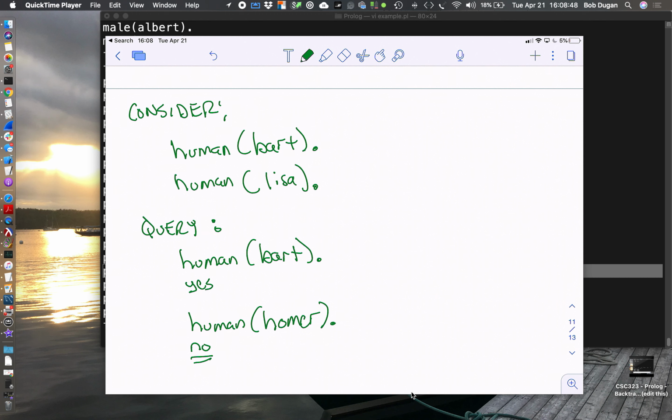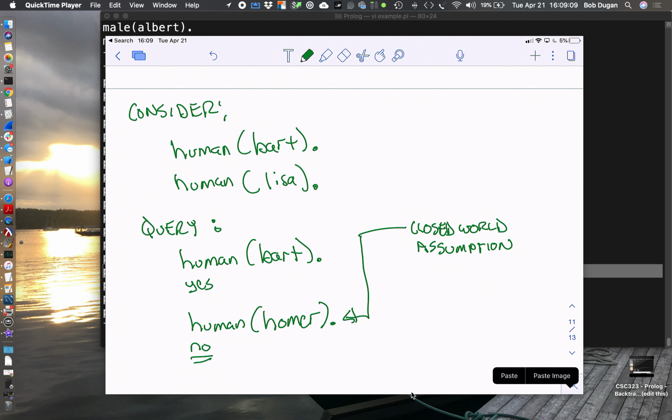So this is a problem. This demonstrates something that's a problem in Prolog called the closed world assumption. The closed world assumption basically means that all of the data that Prolog needs to answer any query you might possibly have needs to be in the database. So if you're going to ask a question like human Homer, you better have a fact about Homer being a human in the database, or deliberately not have it in the database.